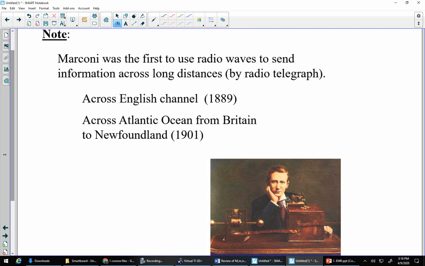So just thinking about that for a split second, think about across first the English Channel and then across the Atlantic Ocean from Britain to Newfoundland. Say you wanted to send a message from Britain to Newfoundland before 1901. What would you have had to do? You'd have to write it on a piece of paper, put it in the post, send it on a boat, and it would take months to get there. After 1901, again, this is a huge game changer. After 1901, it's at the speed of light.